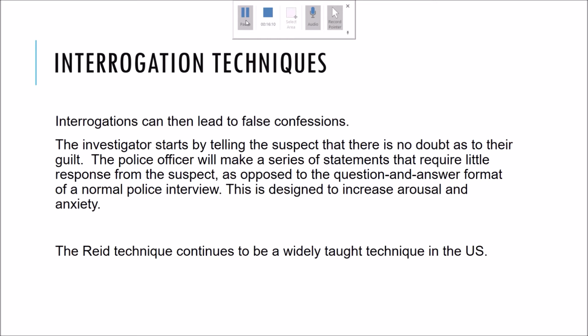So in other words, it's trying to pressure you, and it is accusatory. It's not saying innocent until proven guilty, it's saying guilty until proven innocent. So in interrogations, the investigator will usually start by telling the suspect that there is no doubt as to their guilt. They'll make a series of statements that require basically no response, which shows that we're not really interested in their response because we've already established that you are guilty of this crime, essentially. And that's very different to the normal police interview.